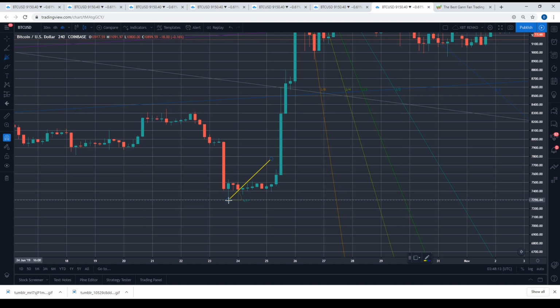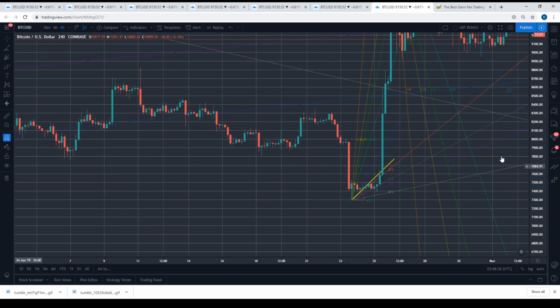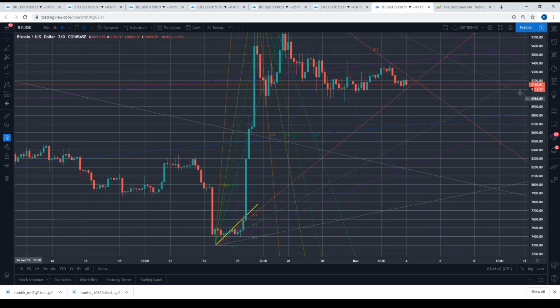So it takes a little bit of practice, okay? So even if you draw it successfully or you think you've drawn it successfully, always understand that there's room for error, always, okay? Why? Because the way we're drawing the fan is completely subjective. There you go, okay? So now we've drawn that one. Now what's happening here? Okay, now this is the 4-hour chart, okay?